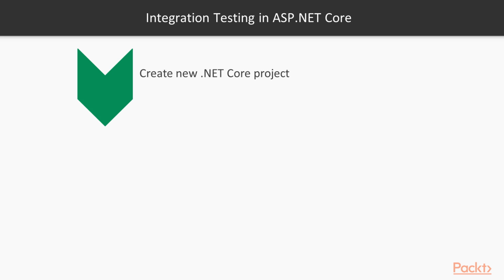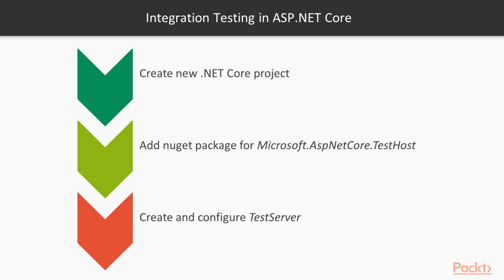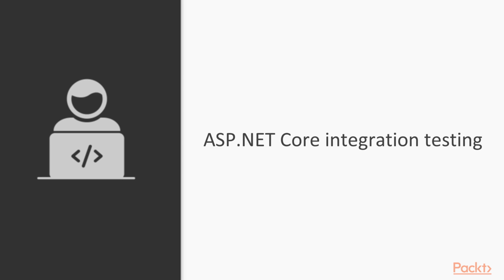We need to create a new .NET Core test project and add NuGet packages for the test host, which will be used to service test requests without the need for a real web host. This way, we can run the integration tests for our API from a CI build without needing to deploy the application to any environment. Finally, we need to create and configure a test server that can be used to simulate an ASP.NET Core application for testing purposes. Let's open our sample application and have a look into how we can add integration tests for ASP.NET Core applications.